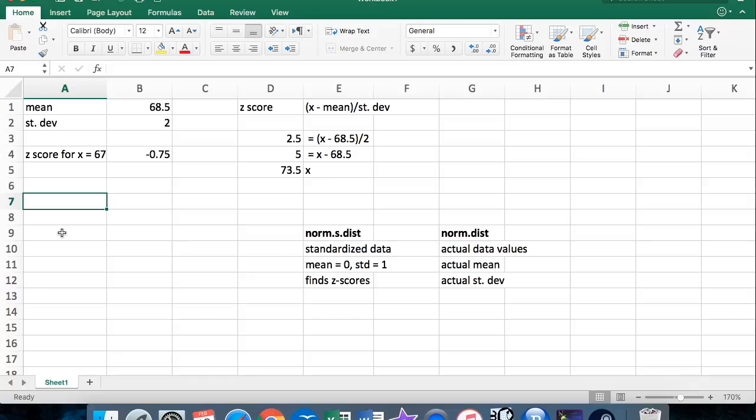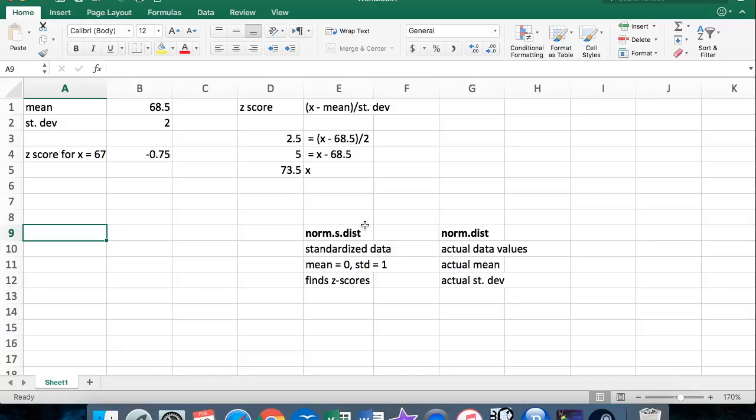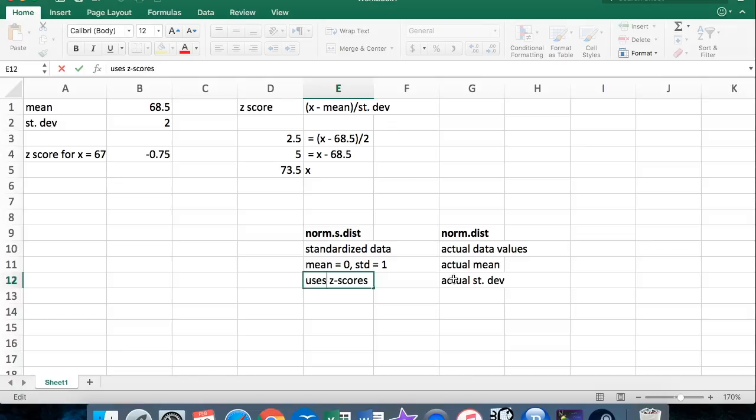Okay, so anytime you want to find your probability, so the probability of a z-score or a data value in a normal distribution, it's really simple. It's just like the binomial distribution. I even have a small little help part here for you guys. But since we're given a z-score, we can use our norm.s.dist. This will take a data value, or in this case a z-score, and it will find our probabilities. This one uses z-scores, so it will find the probability given a z-score.